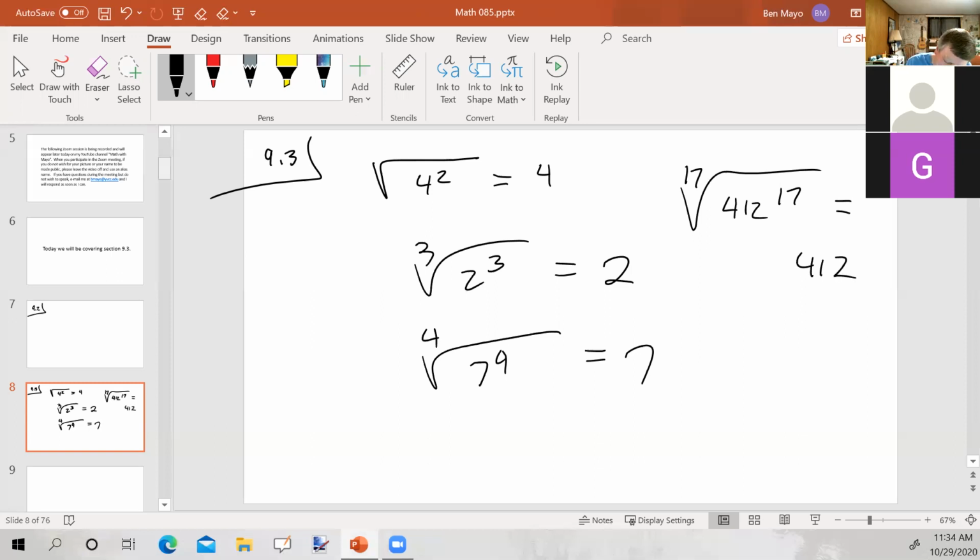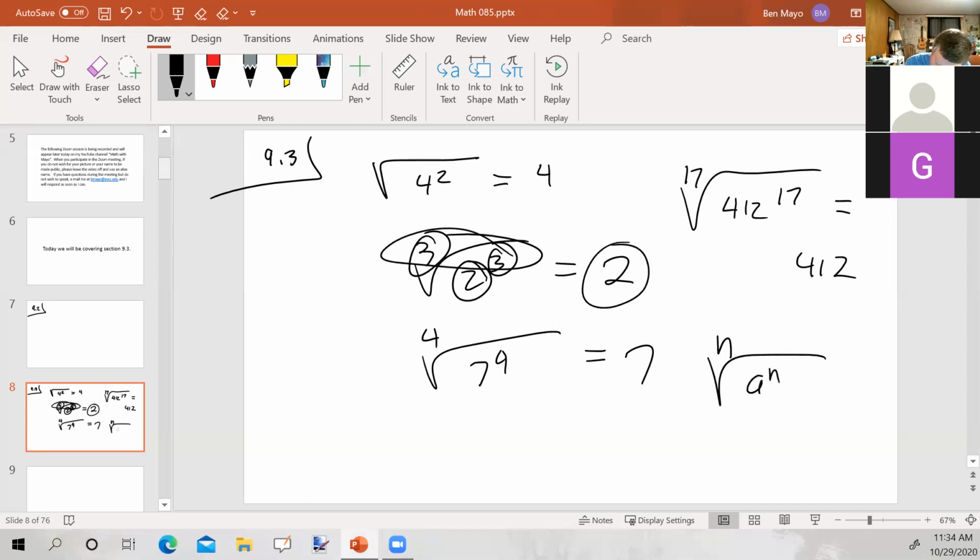Because if the index matches the exponent and the base is positive, these two undo each other and the base comes outside. Or in general, we could say the nth root of a to the n equals a if a is greater than or equal to 0. In other words, if the base is not negative, the index and the exponent undo each other. Now, if the base is negative, it'll still work if the index and the exponent are odd. But if they're even, then it doesn't work, right?